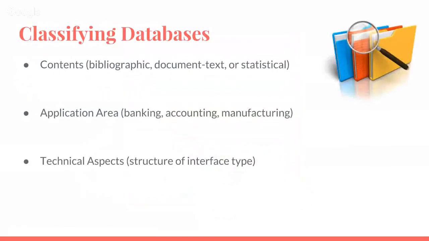So how do we classify a database? Well, there's three ways to classify a database. The contents, so whether the information stored is bibliographic, document text, statistical, or you can classify it by looking at the application area, such as banking, accounting, or if it's being used by a manufacturing company. And then the third way is through technical aspects, like the structure of the interface type.